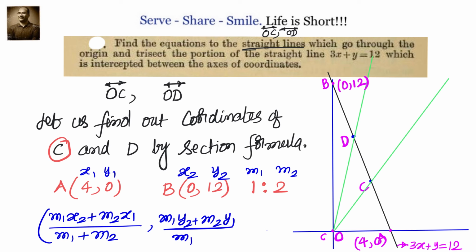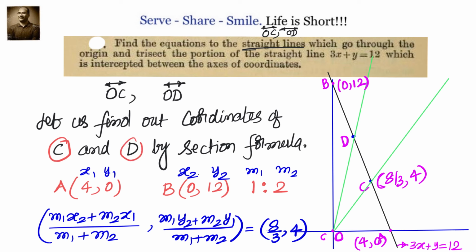Let us substitute the values here. For m1 as 1, m2 as 2, x1 4, y1 0, x2 0, y2 12. m1 into x2, 1 into 0 is 0, plus m2 into x1, 2 into 4 is 8. So 8 divided by m1 plus m2, 1 plus 2 is 3. Similarly, m1 into y2, 1 into 12 is 12, plus m2 into y1, that is 0. So 12 divided by 3, which equals 4. So the coordinates of C are 8 by 3 comma 4.